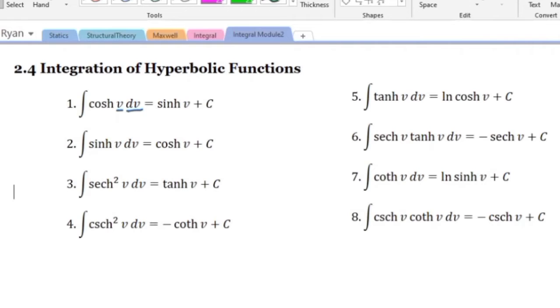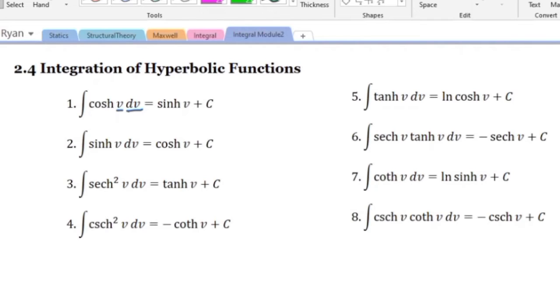Number 3, the integral of hyperbolic secant square of v dv is equal to hyperbolic tangent of v plus c. Number 4, the integral of hyperbolic cosecant square of v dv is negative hyperbolic cotangent of v plus c. Number 5, the integral of hyperbolic tangent of v dv is equal to ln of hyperbolic cosine of v plus c. Number 6, the integral of hyperbolic secant v hyperbolic tangent v dv is negative hyperbolic secant v plus c.